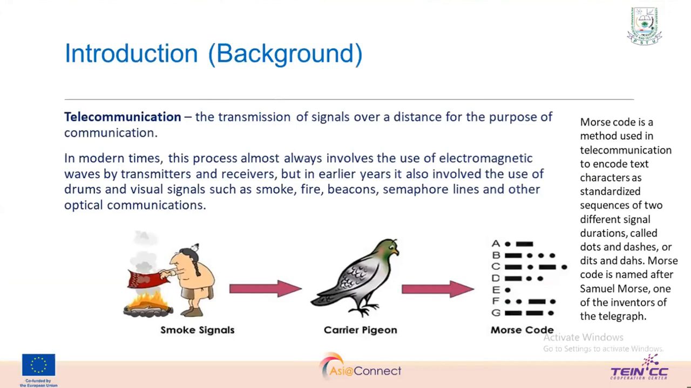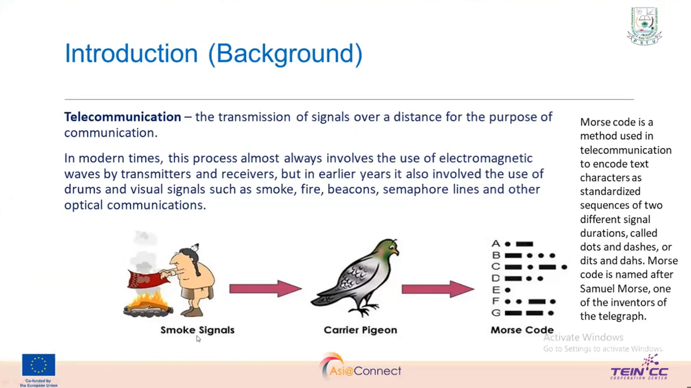If we learn about data communication, we can see some background information like telecommunication: transmission of signals over a distance for the purpose of communication is called telecommunication. In modern times, this process almost always involves the use of electromagnetic waves by transmitter and receiver. But in early years, it involved the use of drums, visual signals like smoke, fire, beacons, semaphore lines, and other optical communications.